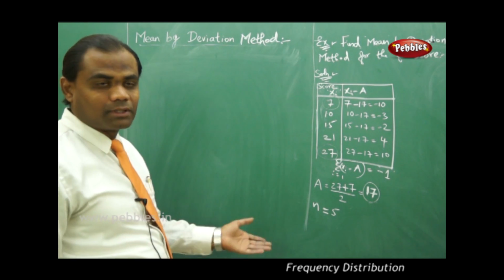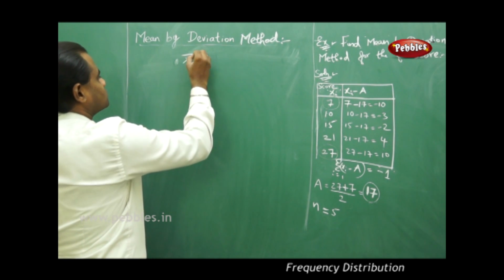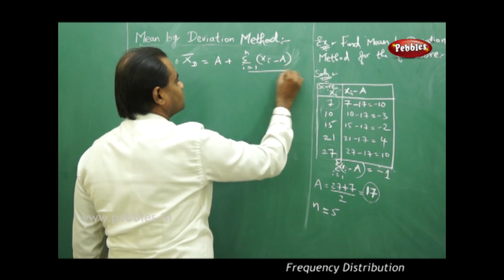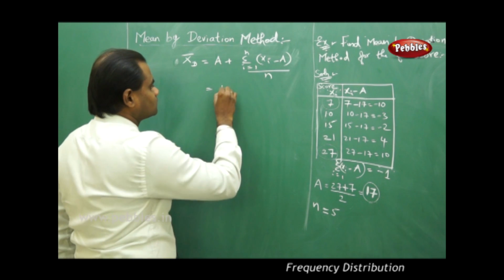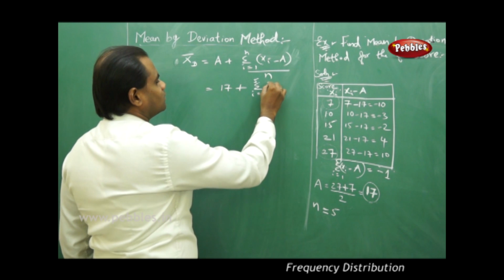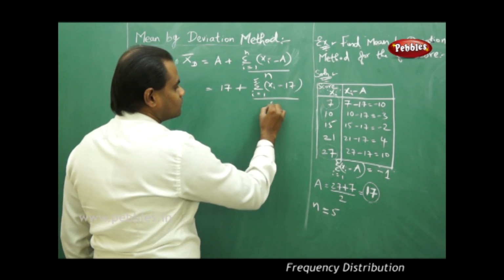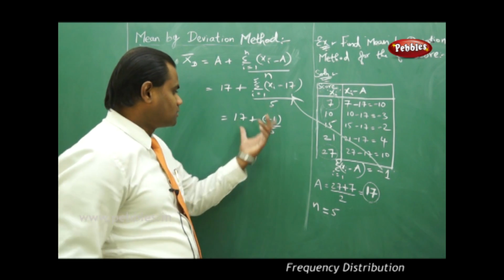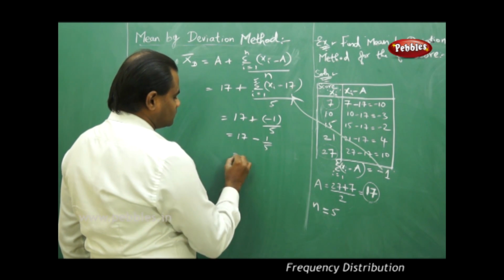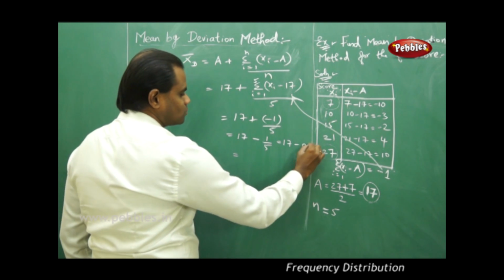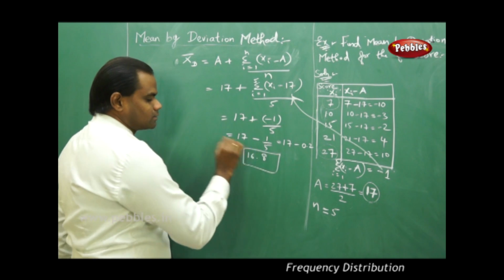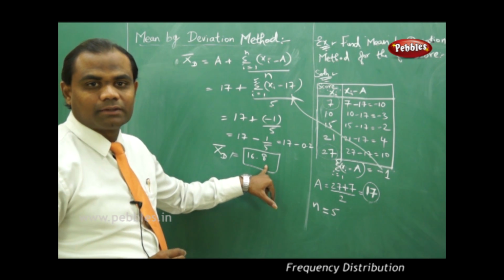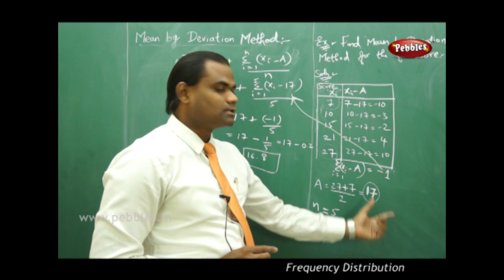Therefore, substituting all the values in the formula, my mean by deviation method, which goes with the formula a plus sigma i equal to 1 to n of xi minus a by n, would proceed as 17 plus sigma i running from 1 to 5 of xi minus 17 by 5, which is directly calculated from here as negative 1 over 5. On simplification this gives 17 minus 1 by 5, which is 17 minus 0.2. So this would give me 16.8. So my mean by the deviation method gives the value 16.8 using the assumed mean, which is assumed as 17.